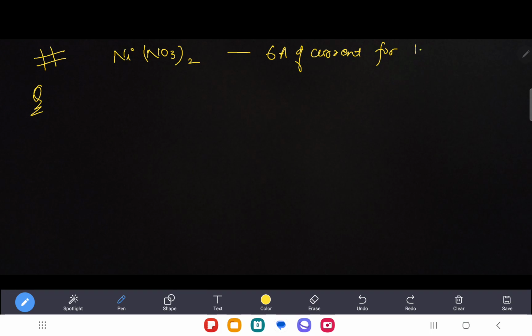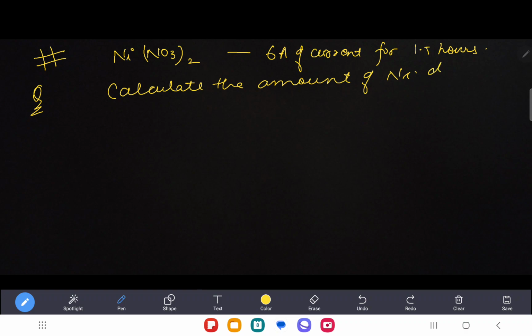For example, suppose I have Ni(NO3)2, and the question says I have passed 6 amperes of current for 1.5 hours. Calculate the amount of nickel deposited.